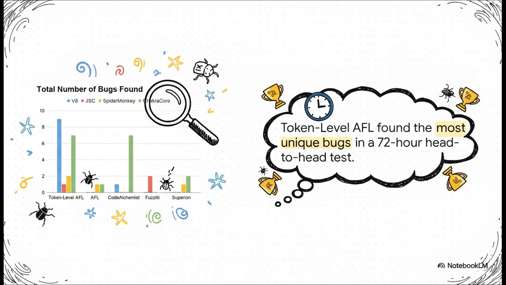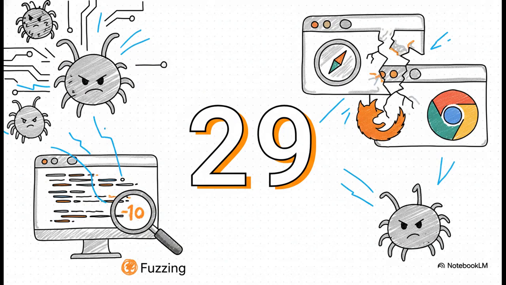Just look at that bar on the far left. It didn't just win, it found significantly more unique bugs across multiple JavaScript engines than any of its competitors. It wasn't even close. And the total haul from this whole research project is just staggering. 29, that's 29 previously unknown bugs discovered in the actual JavaScript engines that power Chrome, Firefox, and Safari. These were real, hidden vulnerabilities in software used by billions of people every day.